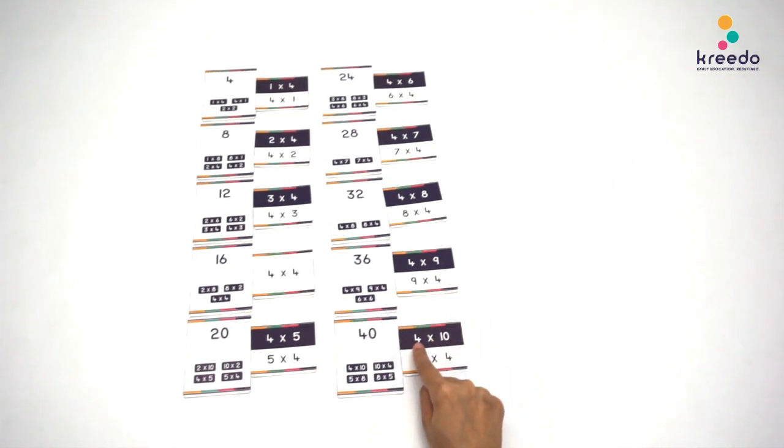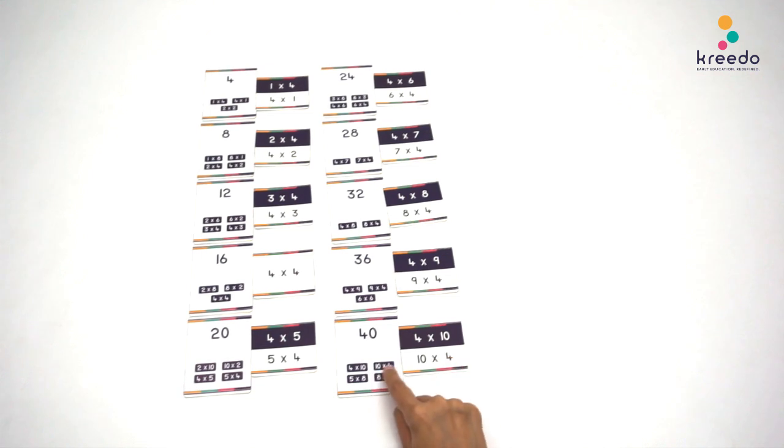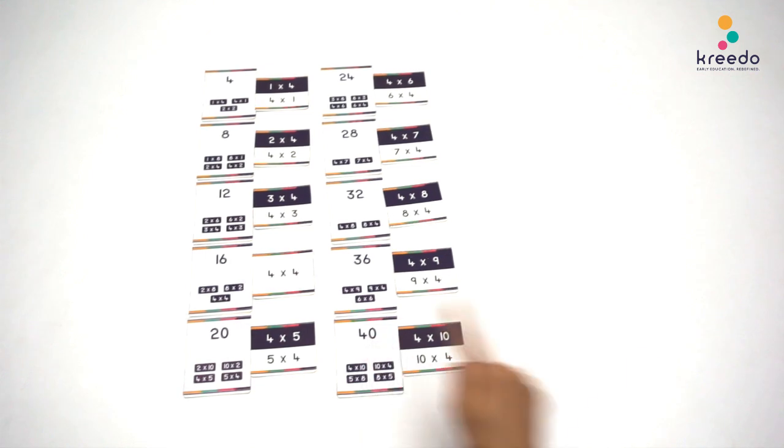Point to the table on the small card, followed by the same on the big card, and say 4 into 10, 4 into 10, 10 into 4, 10 into 4 is 40.